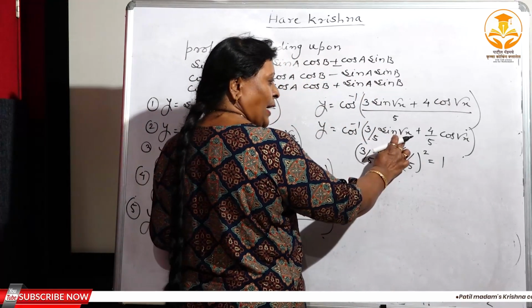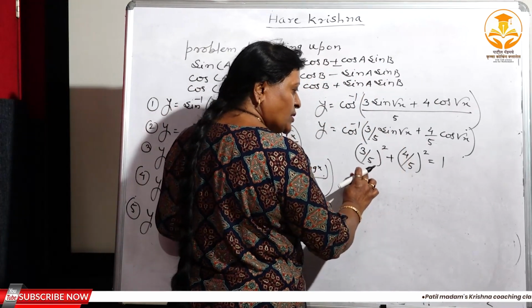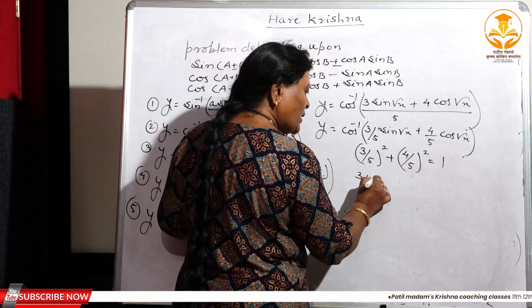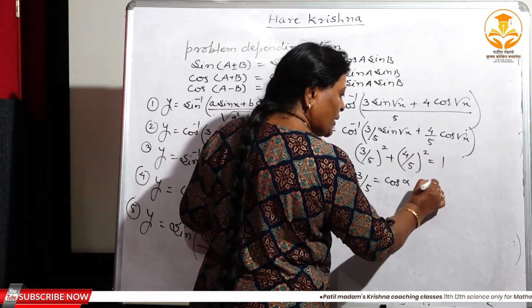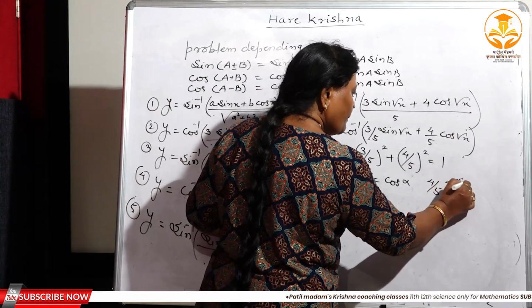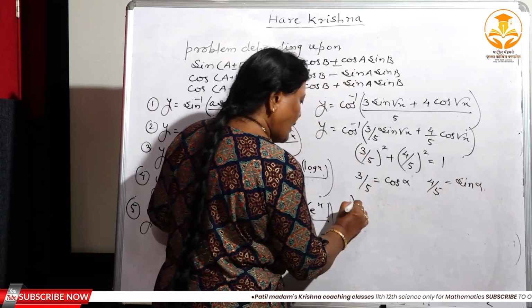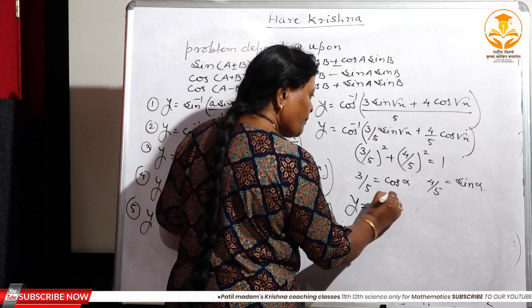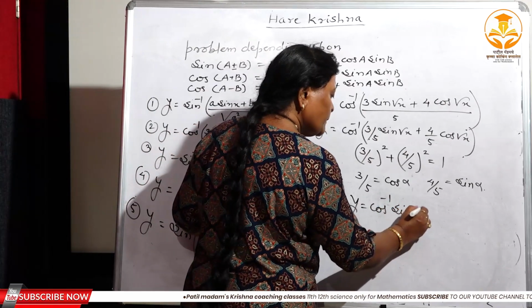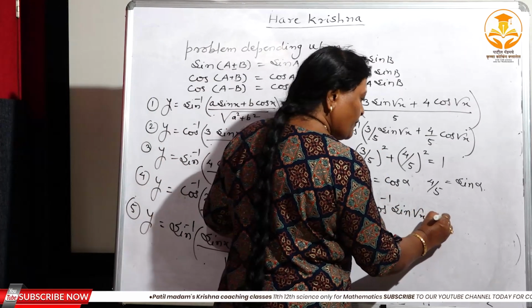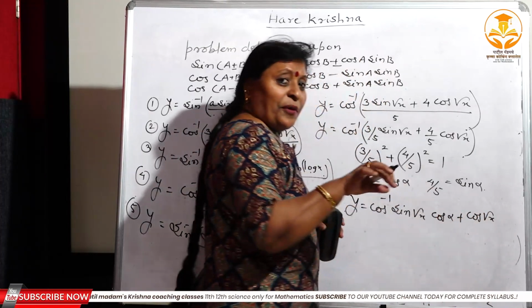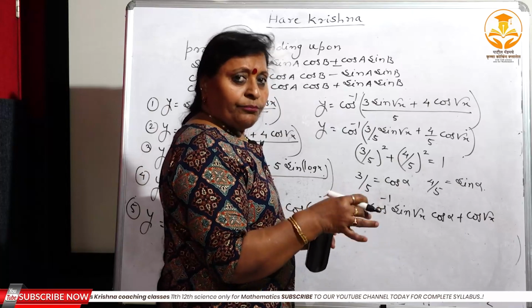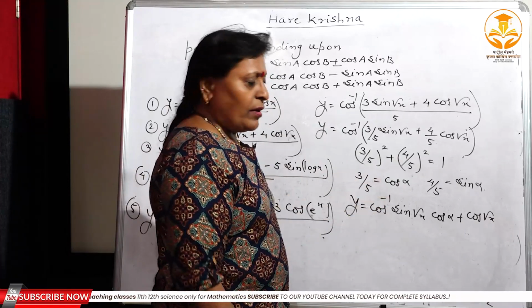Now since there is a sin root x, this constant, that is 3 by 5, you can consider as cos alpha, and here there is a cos x, this you can consider as sin alpha, isn't it? Therefore y is equal to cos inverse, first you have to write sin root x, then you have to write cos alpha plus cos root x. First you have to write the term of x, the term of the function. Then you have to write the constant, right?